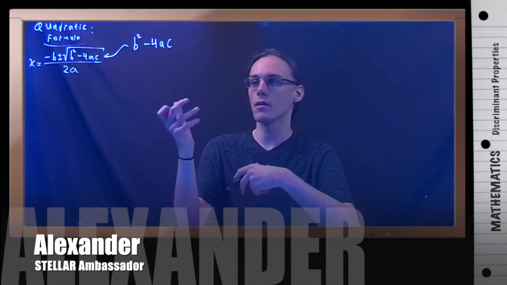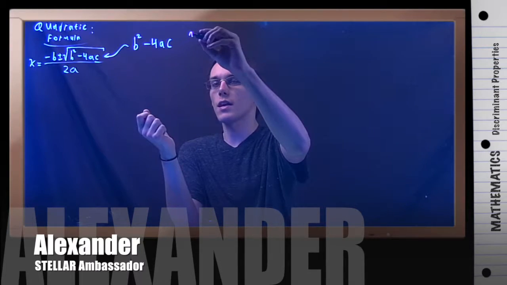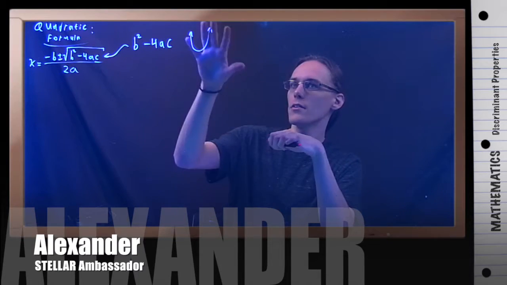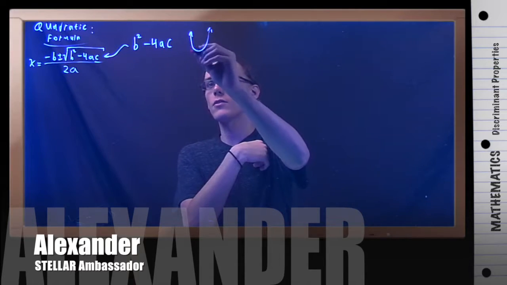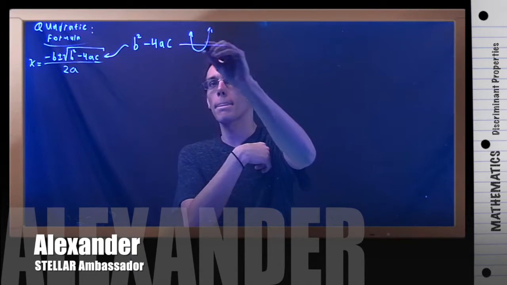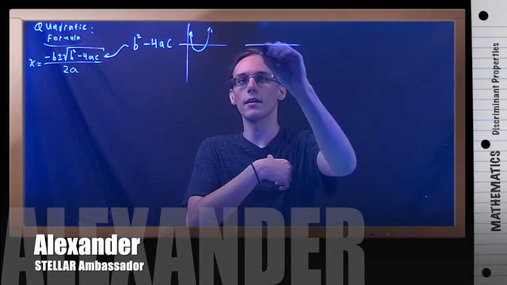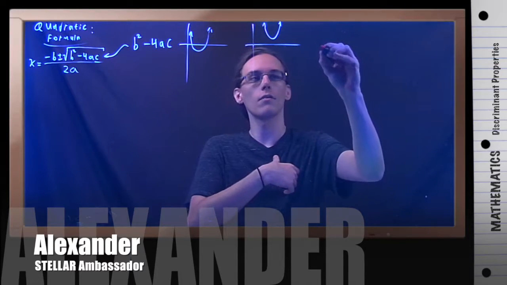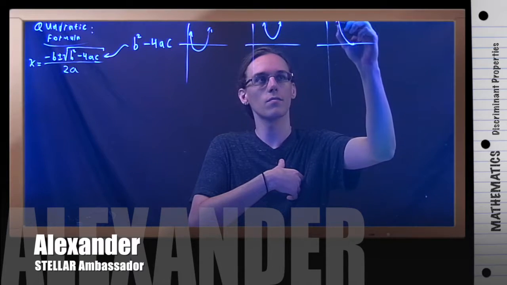What are we going to do with it? Well, notice if you graph a parabola, first of all, it could be either facing up or down. I'll just use up once for now. There's a few ways a graph could look. We could have a graph that looks something like this. We could have a graph that looks something like this. And we could have a graph that looks something like this.